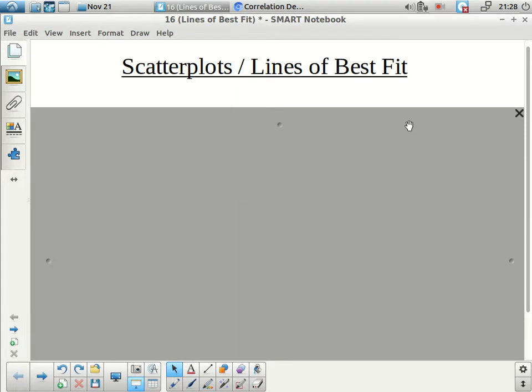We're going to be talking about scatter plots and lines of best fit. In the previous lesson, we were looking at mathematical indices, which was a way of collapsing a whole bunch of different numbers into a single number. Now we're going to start into actual analysis with multiple variables at the same time.